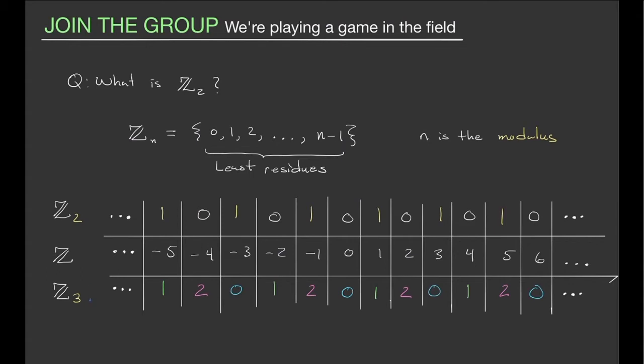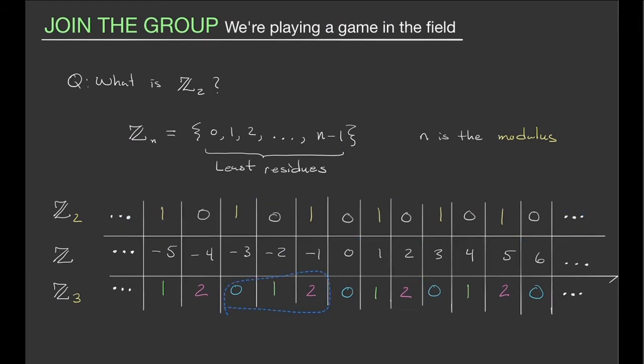Alternatively, if we looked at Z3, the modulus is 3, then we subtract or add 3 enough times until we get to one of the least residues for Z3. The least residues are 0, 1, and 2. So for instance, 5, we subtract 3 once and we get down to 2. With negative 5, we subtract 3 and get down to negative 8, so subtracting won't work. But if we add 3 to negative 5, we get to negative 2. Negative 2 is still not a least residue, so we add 3 again, a total of 6, and that brings us to 1, which is a least residue. And just like we had up here where we have this pattern, 0, 1, 0, 1, 0, 1, of least residues, so too do we have here the pattern of 0, 1, 2.